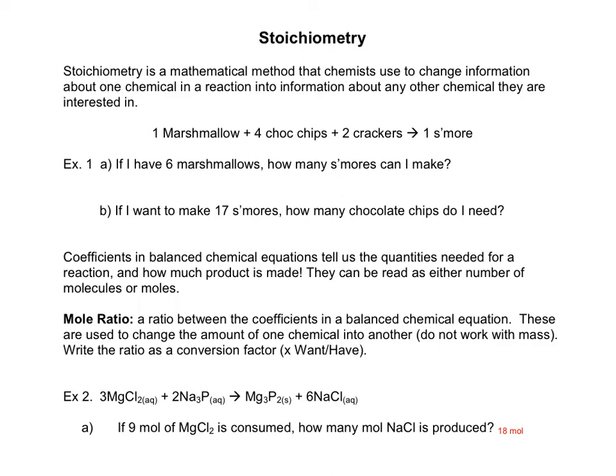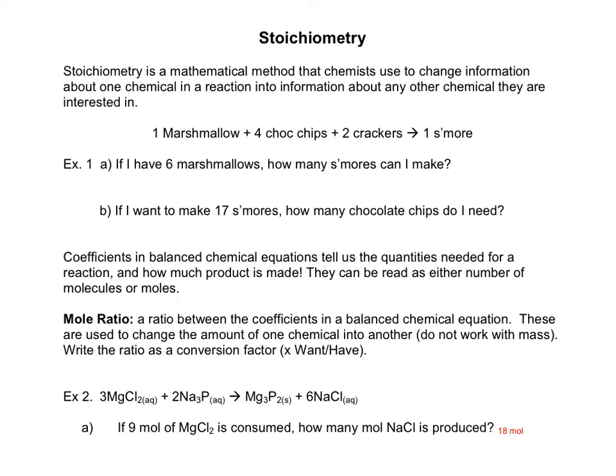Remember that balanced chemical equations include the ratios, or the amounts, that you need to mix your chemicals in order to produce a reaction. In the above equation, for every 1 marshmallow, I can make 1 s'more. That means that if I have 6 marshmallows, I can make 6 s'mores because there's a 1-to-1 ratio. Using the coefficients in a balanced chemical equation in this way as a ratio is known as a mole ratio. This is how we can change the amount of one chemical into another.